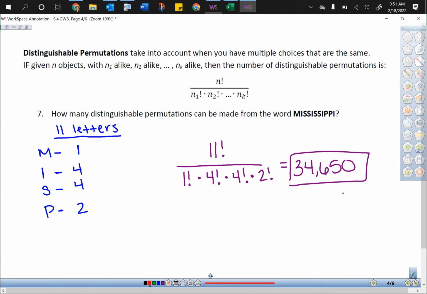And you should get 34,650 distinguishable permutations. If you didn't get that, make sure if you put it into your calculator, the denominator is in parentheses. Because order of operations is going to want to take 11 factorial divided by 1 factorial, then multiply. We want all of this to be multiplied in the denominator first.